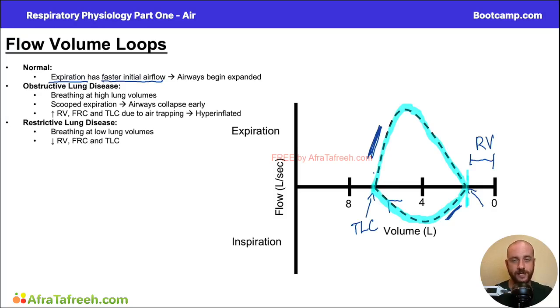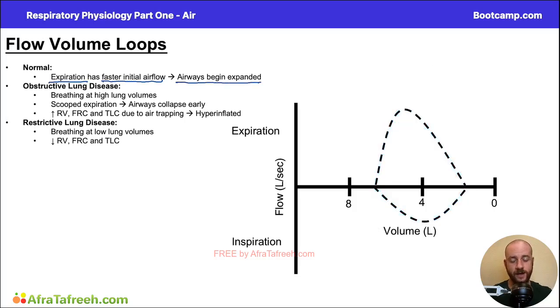The reason for this is because, remember from our previous video, that at high lung volumes, like over here, lung parenchyma is stretching open those airways. So we start expiration with very wide airways, and so there's very low airway resistance. So it's very easy for air to flow. Whereas down here at residual volume, our airways are very collapsed, and so there's high airway resistance, and therefore the air flow starts more slowly. And therefore, the reason expiration has a faster initial airflow is because the airways begin expanded.